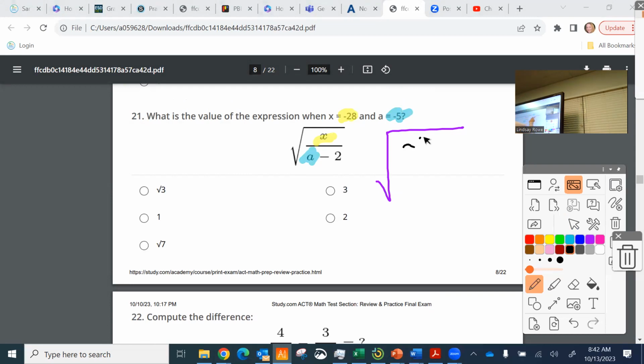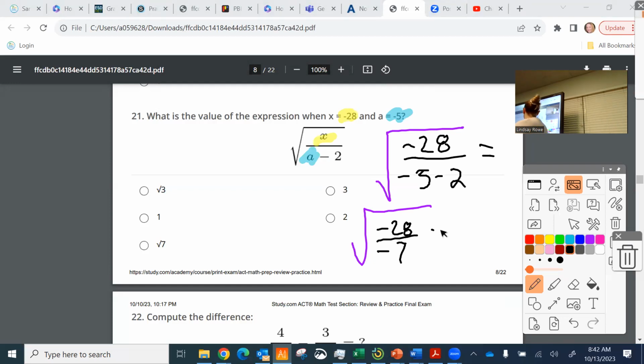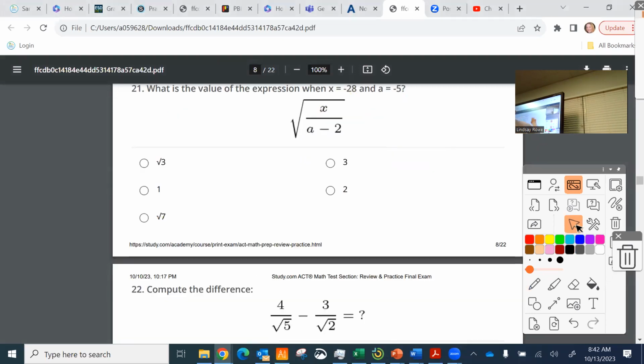Okay, so x is negative 28. And then this is negative 5 minus 2. Okay, I can simplify this a little bit. All right, that's negative 28 divided by negative 7. So that's equal to the square root of 4. Oh my gosh, what's the square root of 4? 2. Yeah, so this looked really intimidating when you see it at first. But once you start breaking it down, we did that in less than a minute. Okay, so very nice.